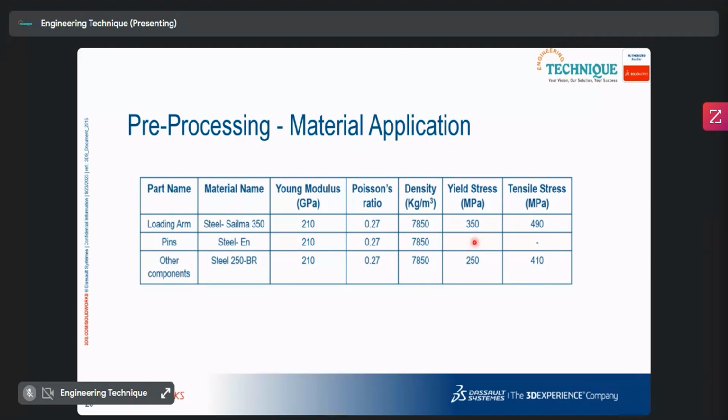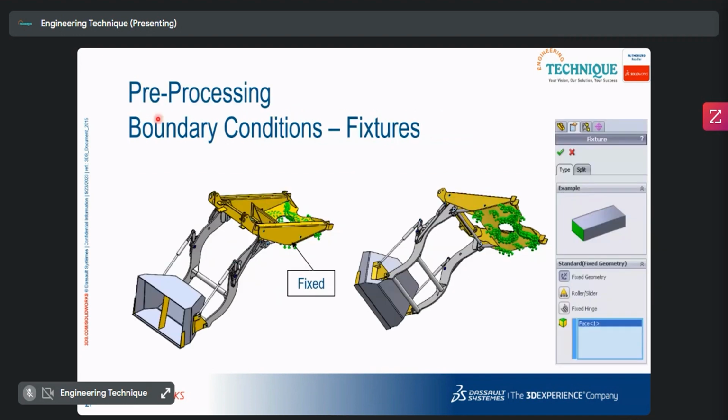After applying the material to the different components, we need to provide the different boundary conditions. That is a part of pre-processing. Here we apply the fixture. Fixture is necessary, otherwise when we apply the load to a particular geometry, it will move in space, and the solution will not converge.